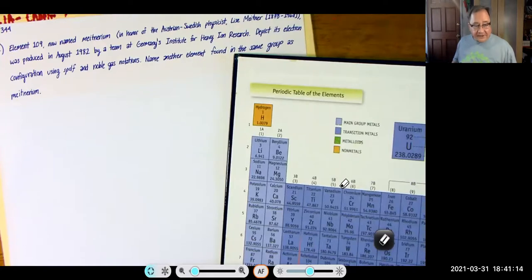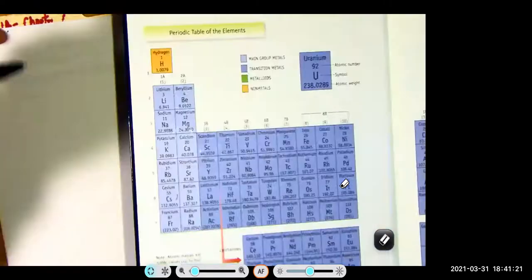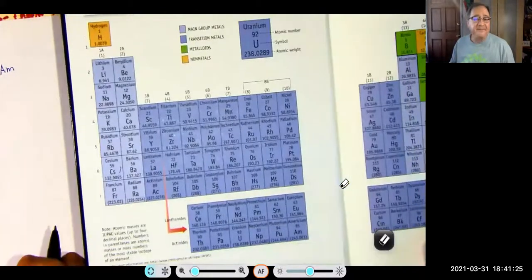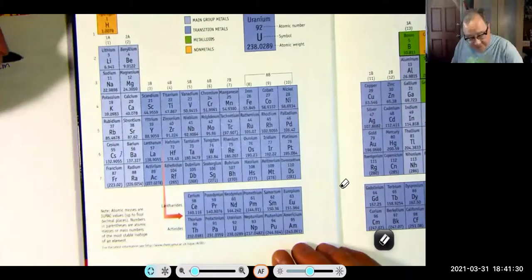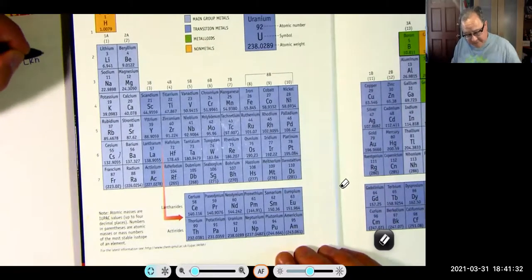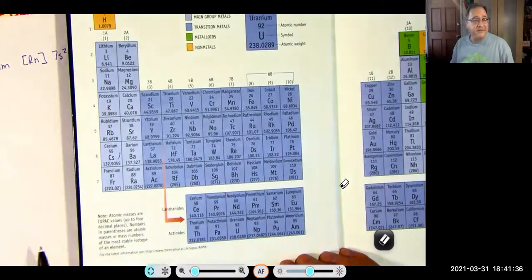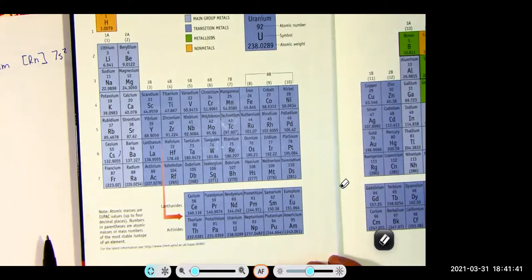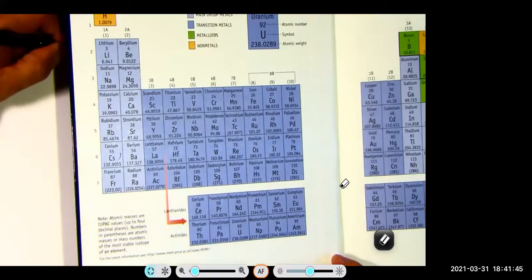Let's do americium. Americium is number 95. So what are we going to start with for americium? Radon. We'll start with radon. And what comes next? 7s2. Excellent. And what comes next? 6d1. Okay. 5f14.